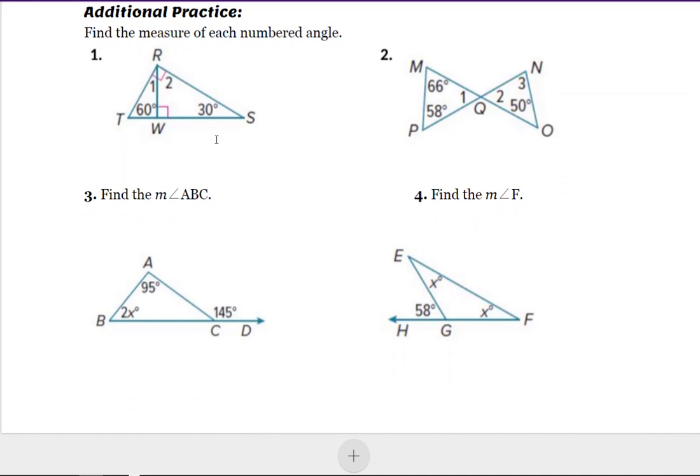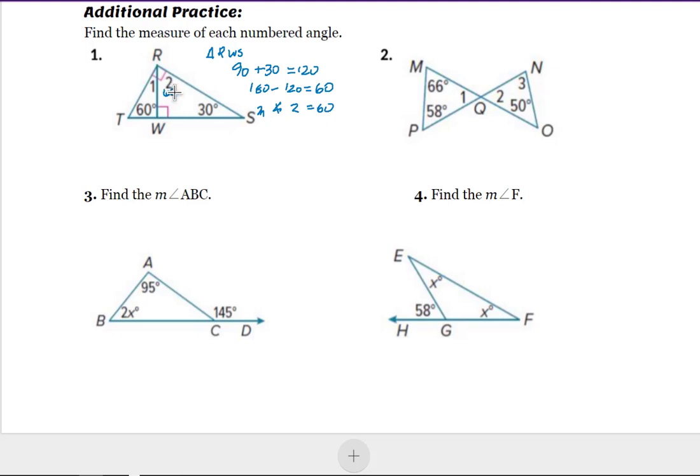Let's look at the examples now. For number one, we want to find the measure of each numbered angle. First thing to do is look at the right-hand triangle. We've got a right angle and a 30-degree angle given to us in triangle RWS. So 90 and 30 is 120. If we subtract that from 180, we get 60 degrees. So angle 2 must be 60 degrees.